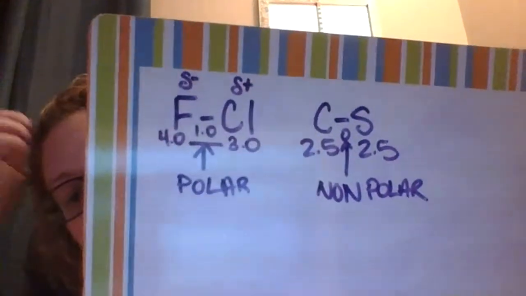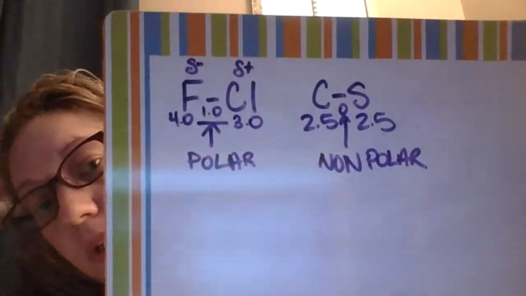On the next one, we have carbon and sulfur. They are both 2.5 on the electronegativity scale. Again, I put my difference underneath the dash. There is no difference in electronegativity, making it a nonpolar bond. They equally share the electrons between them.